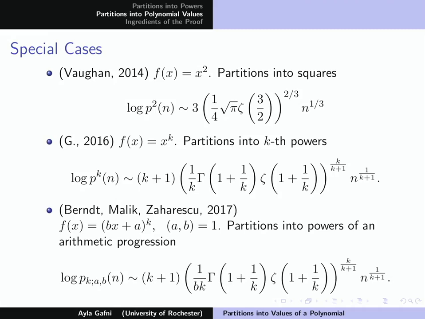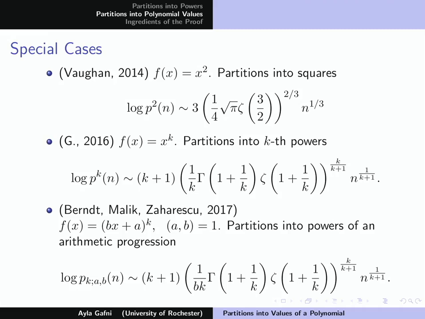I put 2017 here optimistically. It's in the pipeline, and it's been submitted, and they're waiting for it to be published. But we'll say optimistically 2017. It'll come out sometime. They looked at partitions into powers in a certain residue class, and that corresponds to using the polynomial bx plus a to some power. So instead of using perfect powers, you're taking some linear polynomial to a power, and of course we need to require that a and b be relatively prime so that we don't have any common factors.